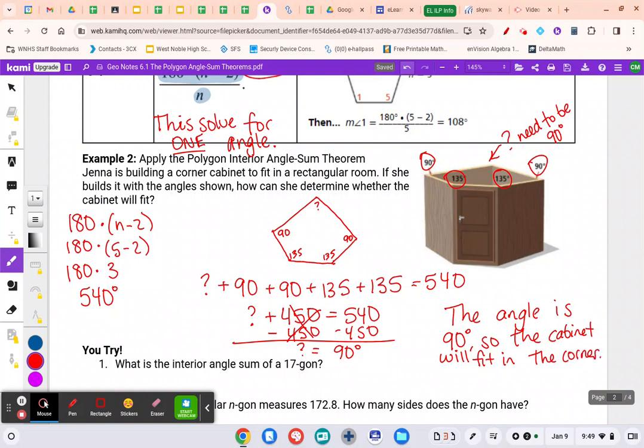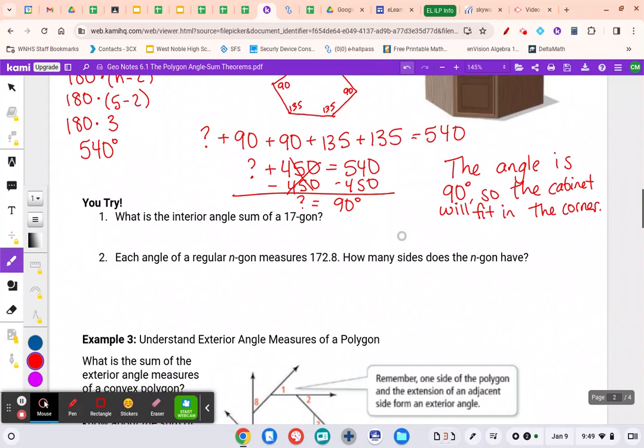Okay, that was a lot of work just to figure out if it'll fit. But hey, I'm building a house right now and I know that you need things to work out. So it's not the worst thing to check.